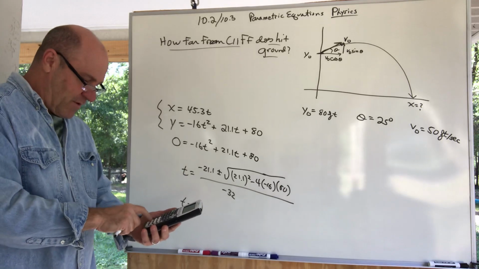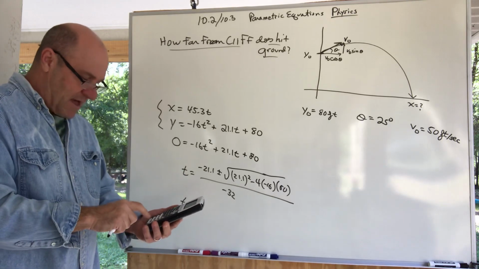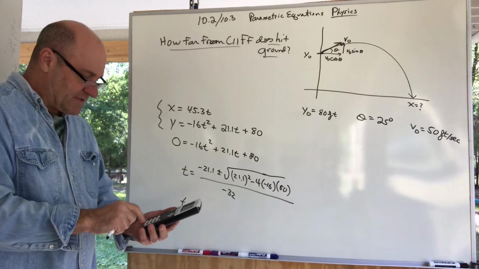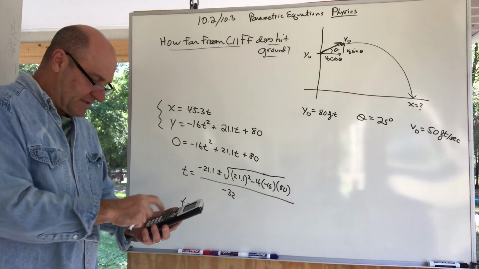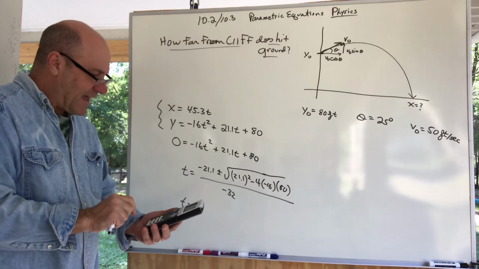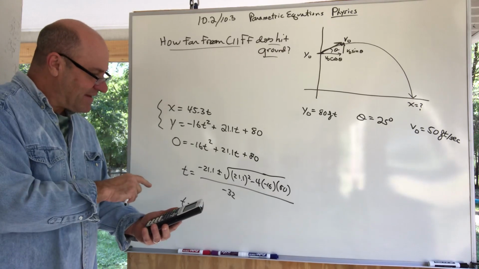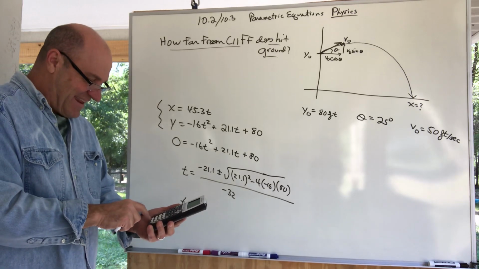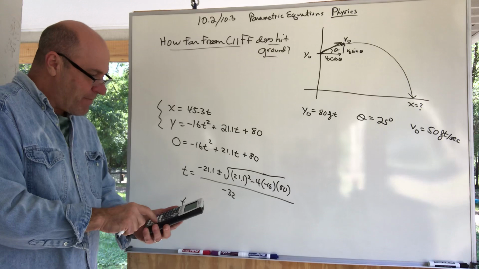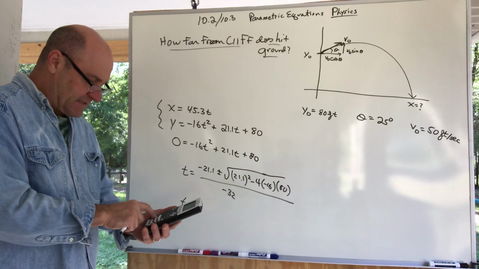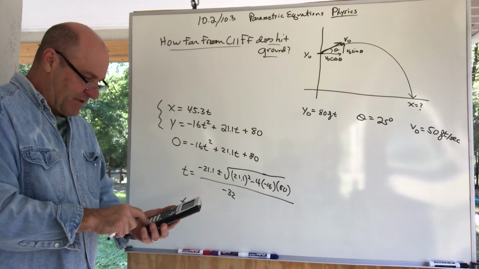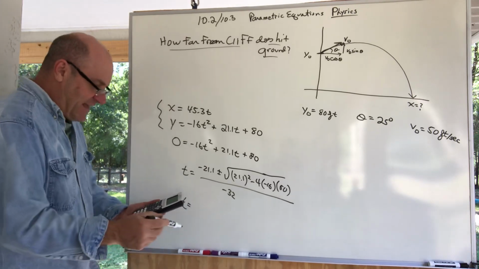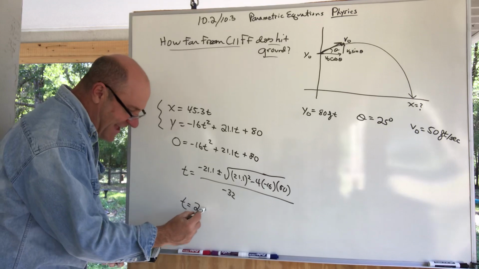I'm going to do 21.1 squared, plus, and I'm getting an answer. I'm going to take the square root of that answer. I got another answer. I'm going to add that. No, I'm not. I'm going to subtract. I'm going to do negative 21.1 minus that 74.6, and I'm going to get that answer and divide by negative 32. So my final answer is, wow, 2.99 seconds.